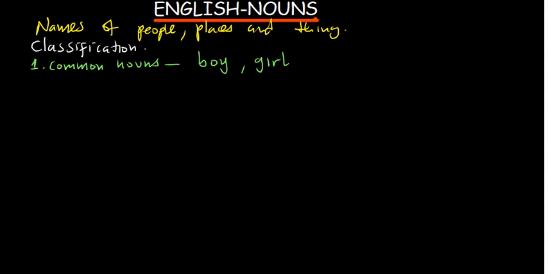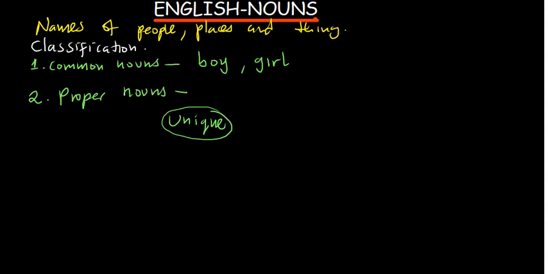And then another classification of a noun, we have got what we call proper nouns. So when you are talking about proper nouns, these are going to refer to a particular unique person, place, or thing. So now we are using the word unique. It's different from common nouns. Proper nouns are for a unique person, a unique thing, or a unique place.